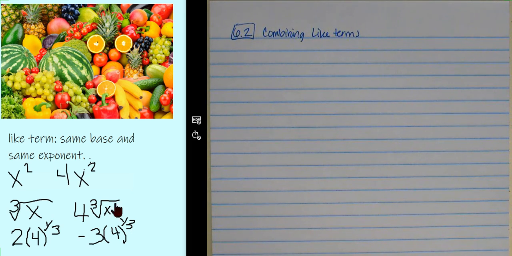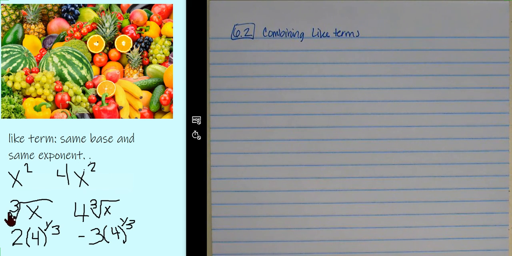So I want you to think about these like fruit. So maybe x is an apple. And if it's squared, it's a green apple. So you're going to count up how many green apples you have. If it's to the 3rd power, it's going to be a red apple. If it's to the 4th power, it's going to be a gala apple. So you could define them being different because they have something different, a different base or a different exponent. That's why I have a picture of fruit here.